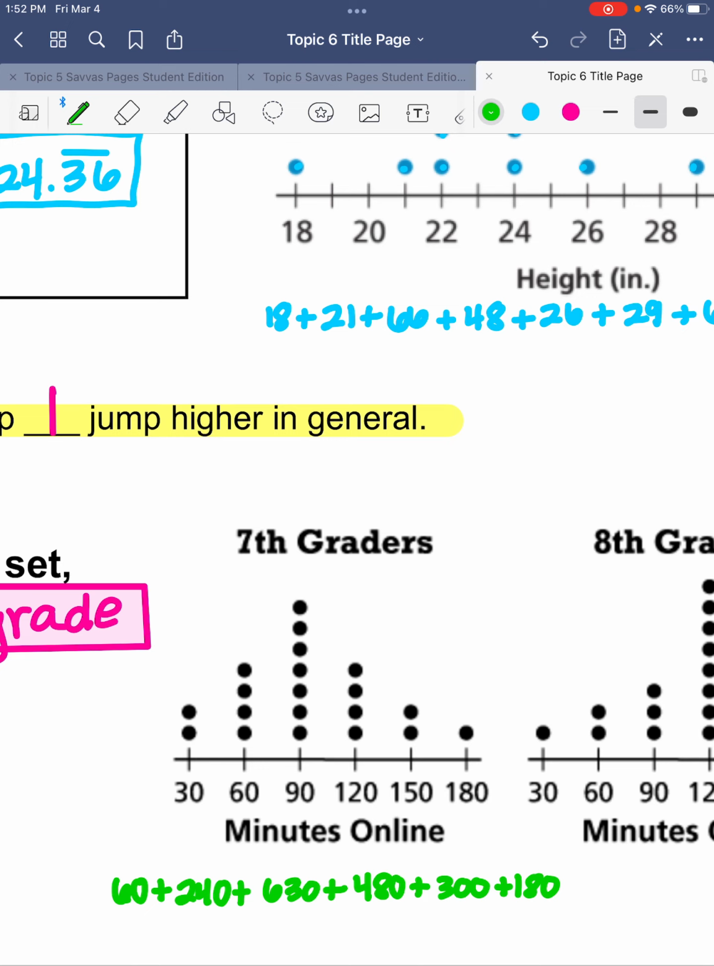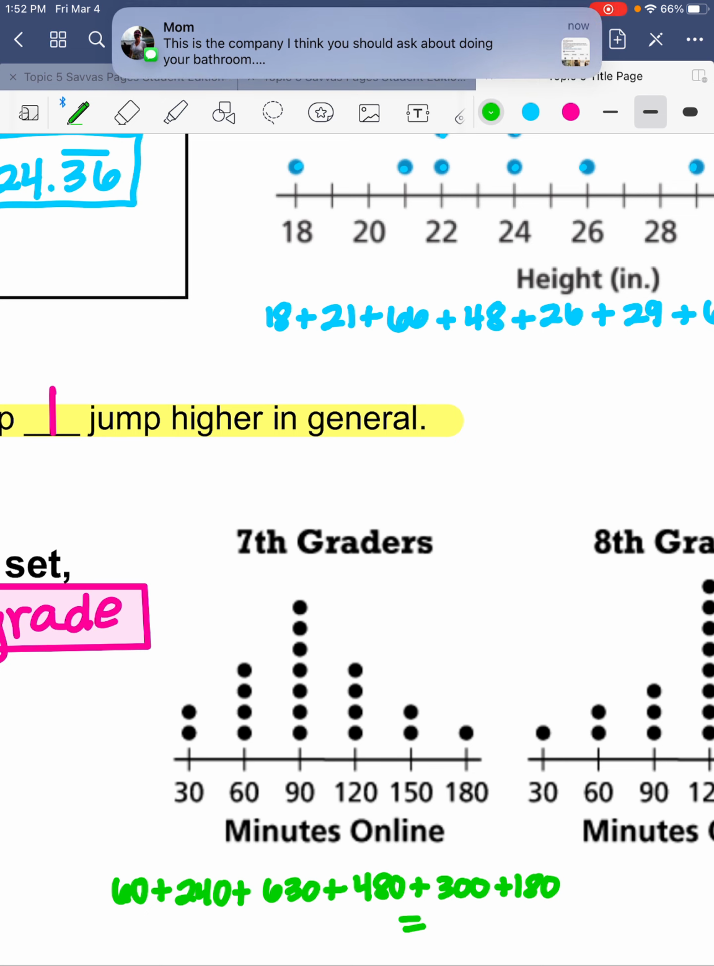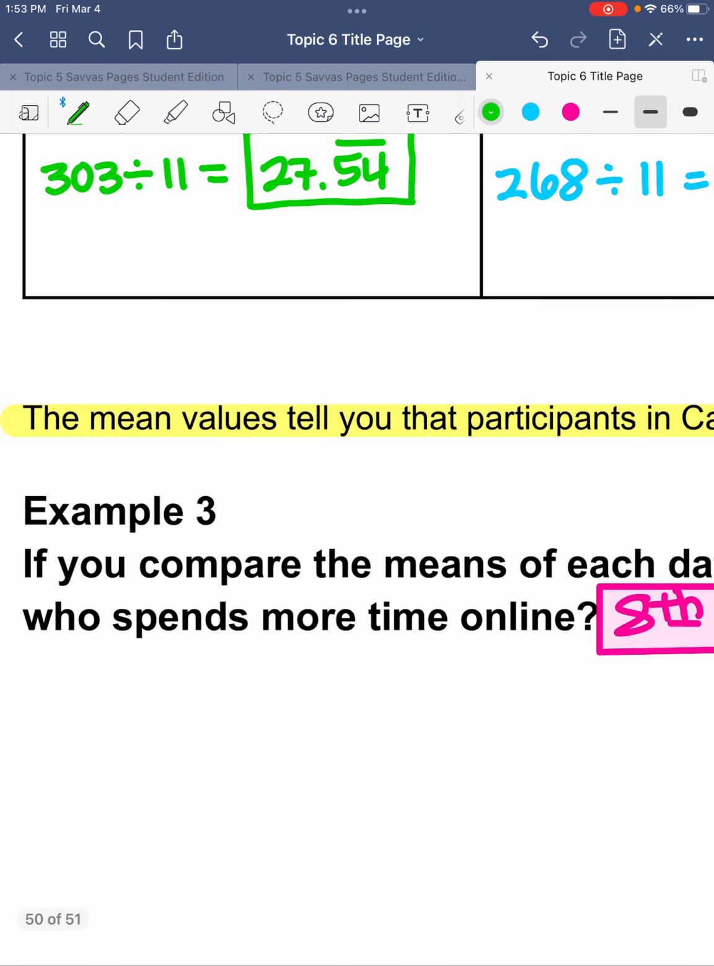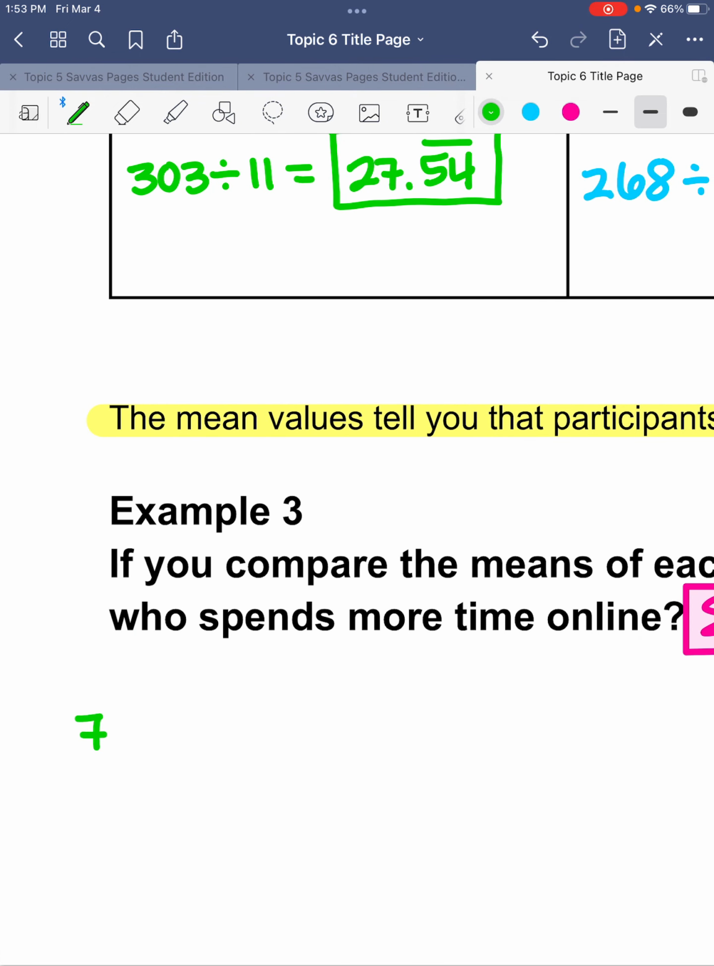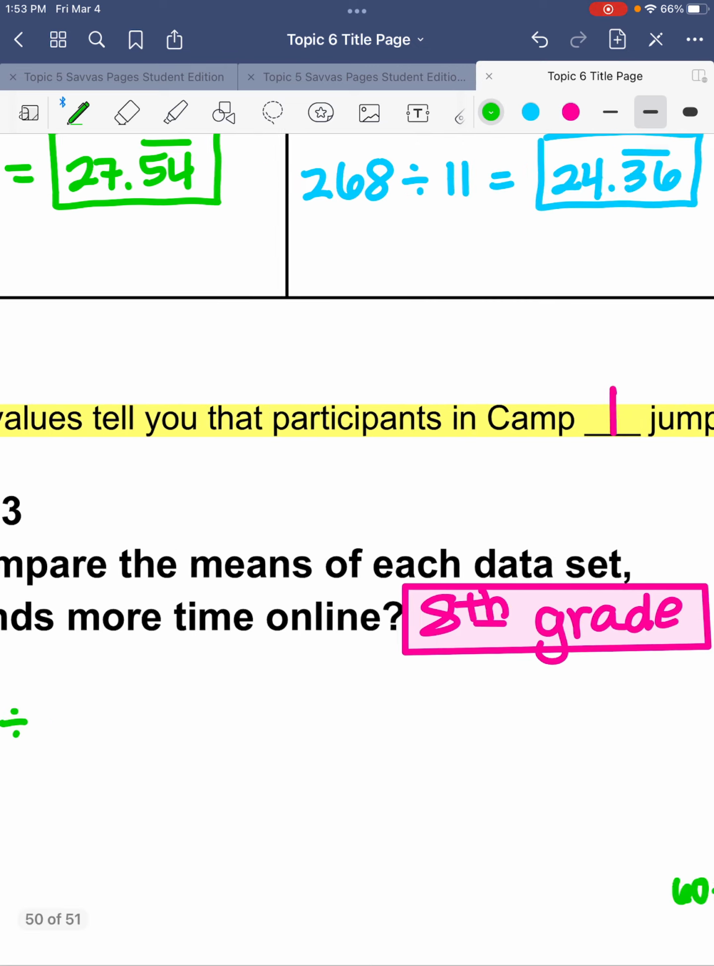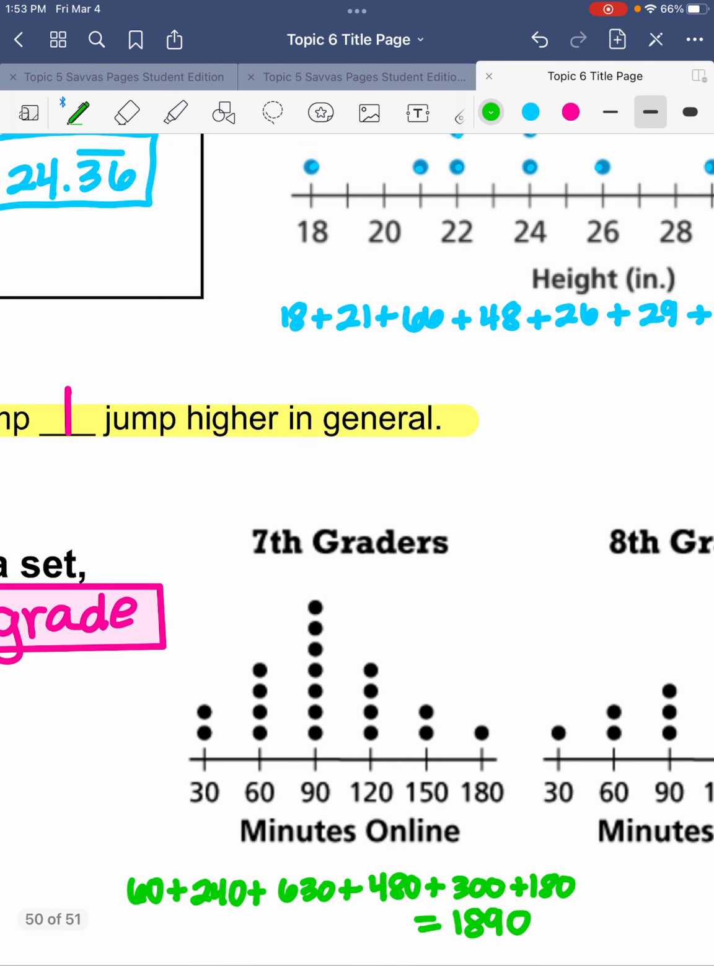When I put that into my calculator, I get 1,890. Okay, that's just the sum. So let's make that a mean. So for 7th grade, we take our sum and we divide it by the total number of dots. Well, I don't know how many dots there are, so let's find out.